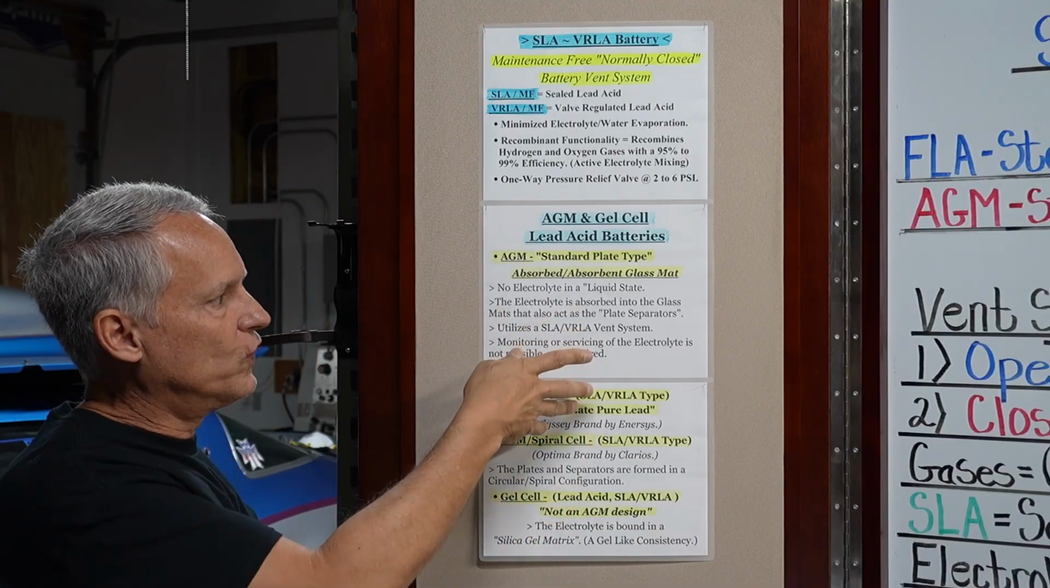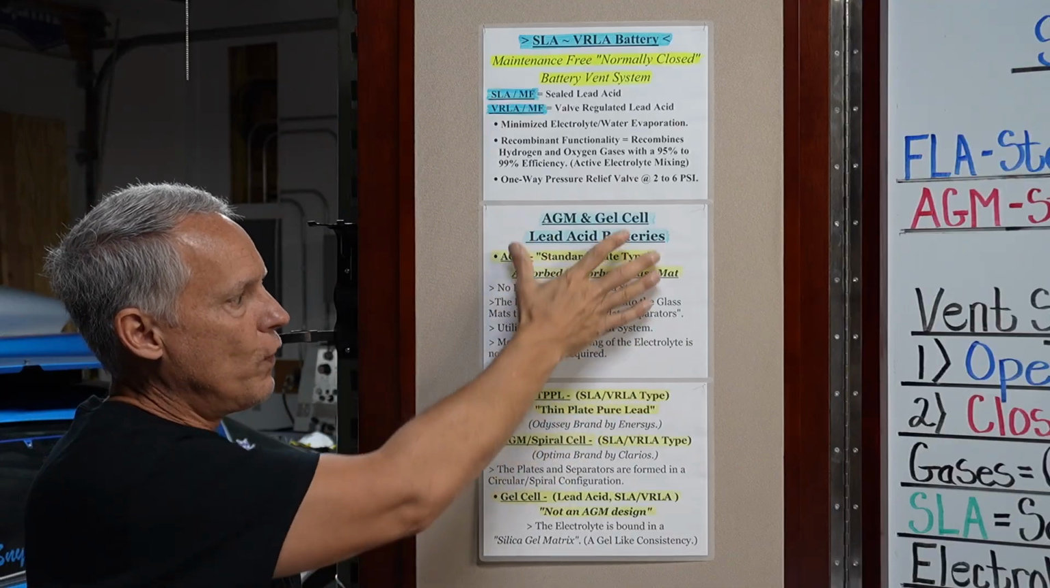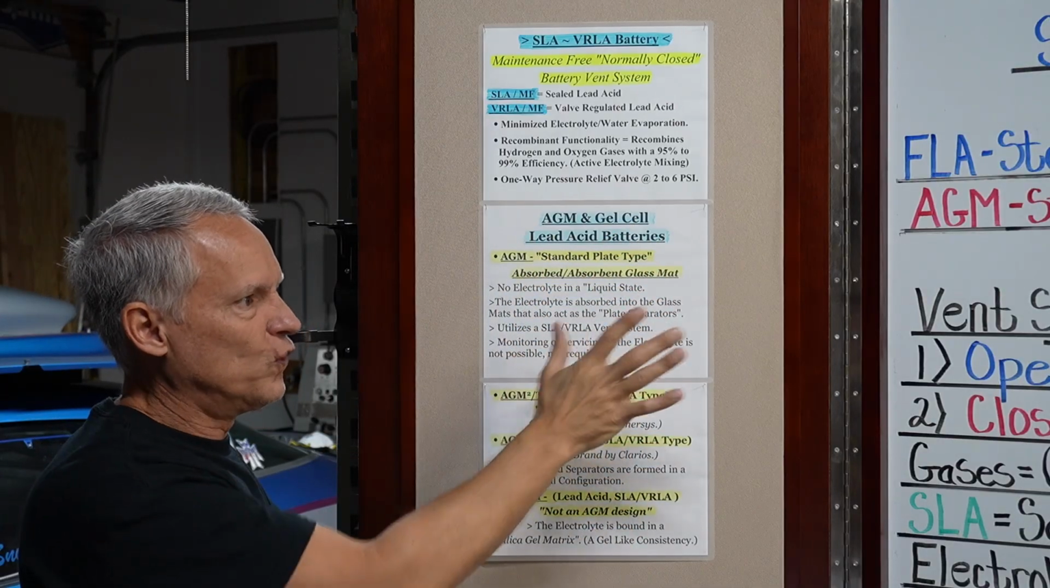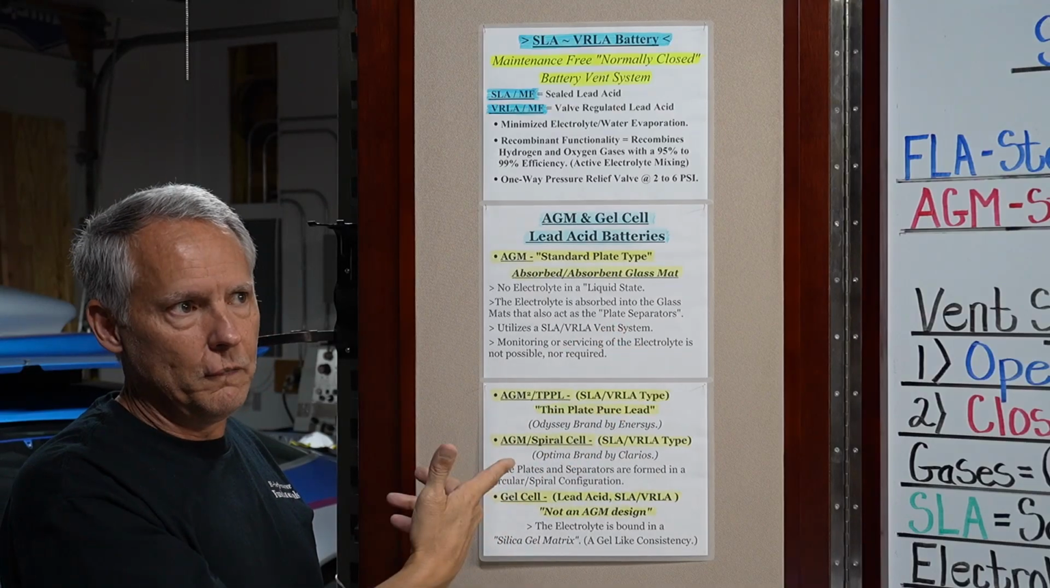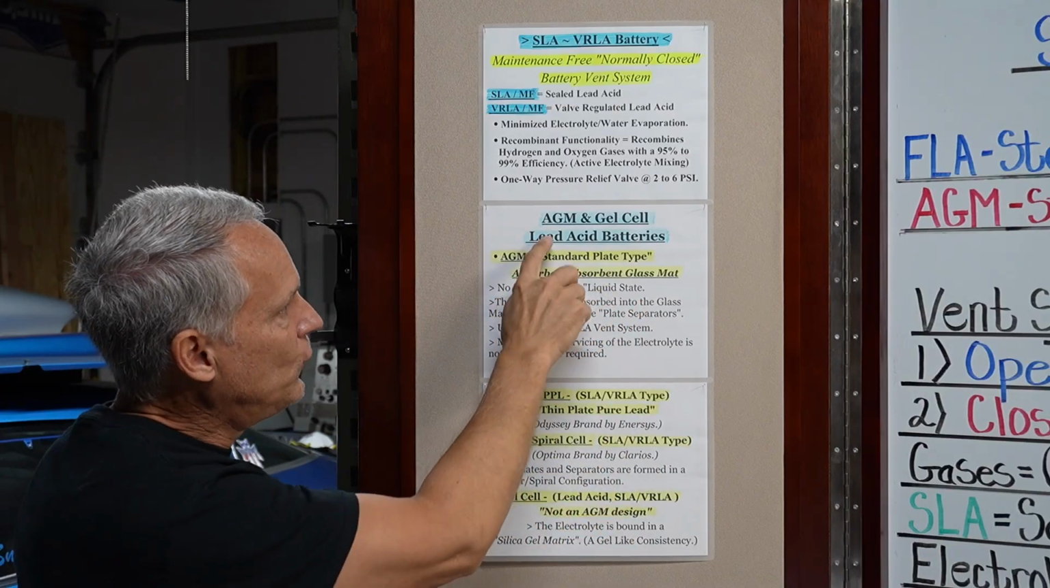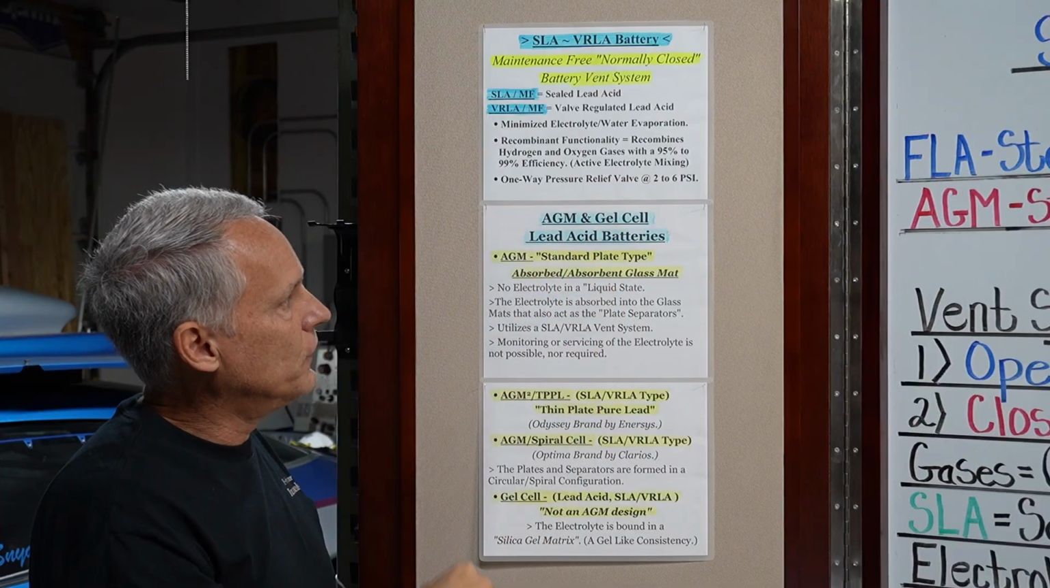In the last video, we touched upon this. This was the general overview I provided in my last video. I'm going to expand upon this in a minute, which is one of the goals of this video, to expand upon some of these definitions. But AGM and gel cell lead acid batteries.